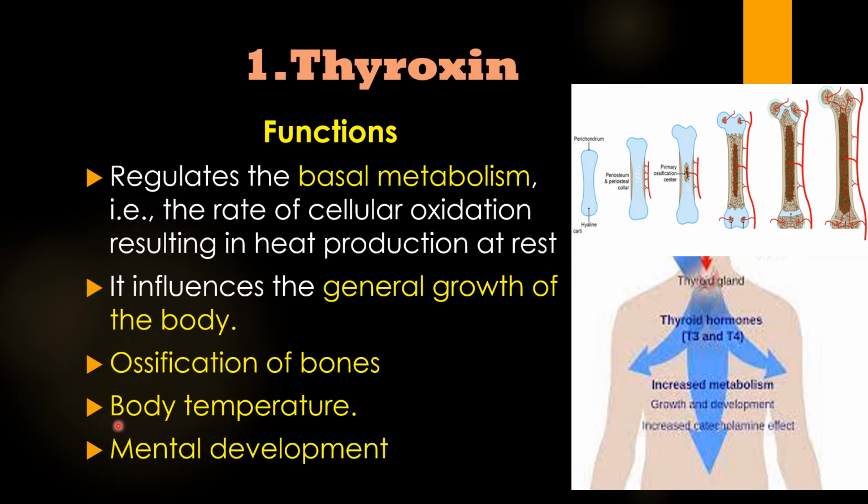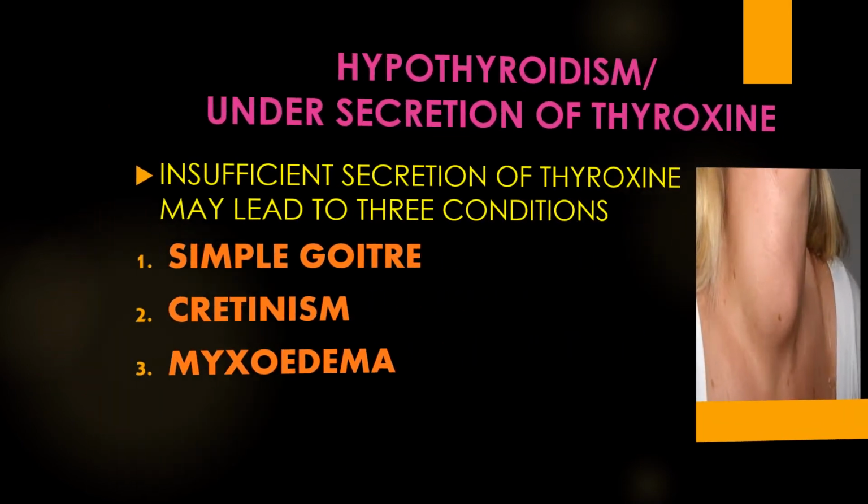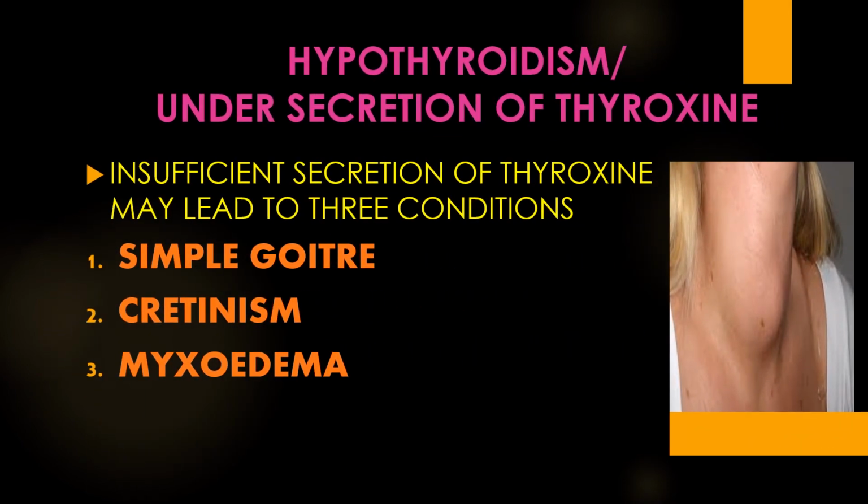Then the next one, body temperature. It regulates body temperature. Then it stimulates or regulates mental development. What will happen if there is less secretion of thyroxin? Or we can say hypothyroidism. Hypothyroidism or under secretion of thyroxin.